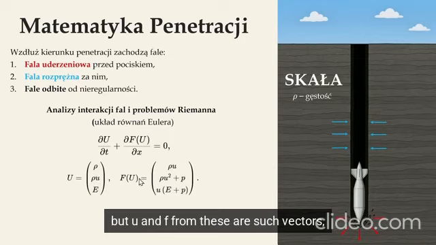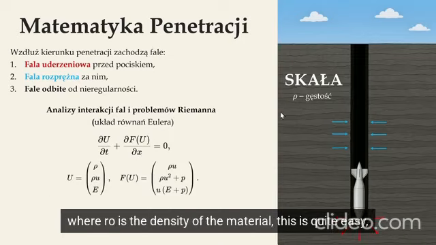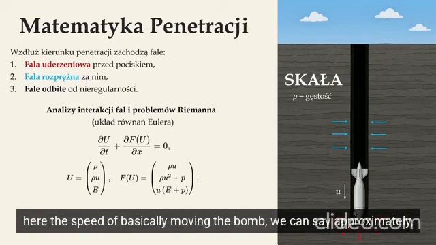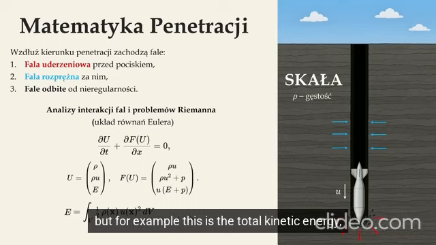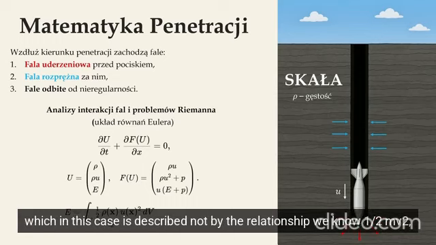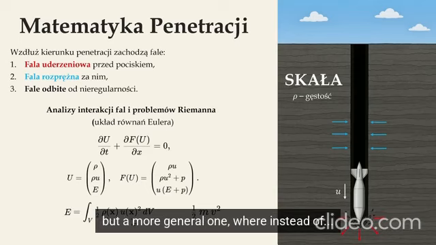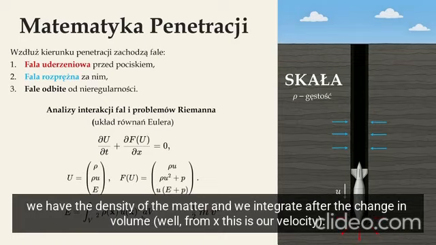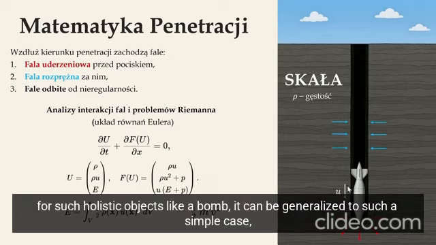But even if from these are such vectors, where rho is the density of the material, this is quite easy. This is the speed of energy propagation. Here the speed of basically moving the bomb, we can say approximately. But for example, this is the total kinetic energy, which in this case is described not by the relationship we know, 1/2 mv², but a more general one, where instead of mass we have the density of the matter and we integrate over the change in volume. Well, from x this is our velocity.